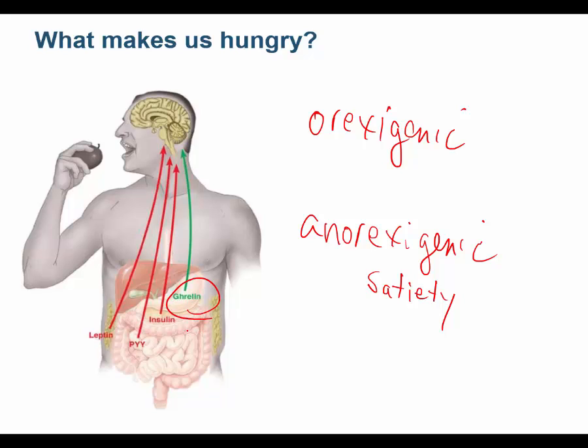Ghrelin is my orexigenic hormone. It comes from the stomach and goes up to my hypothalamus and says you're hungry. As soon as you eat, you release peptide YY, peptide tyrosine, insulin, and leptin. These are anorexigenic hormones. These go up to your brain and say that you're satiated or satisfied, and that alleviates your hunger. So ghrelin is the orexigenic hormone that gives you the drive to eat.